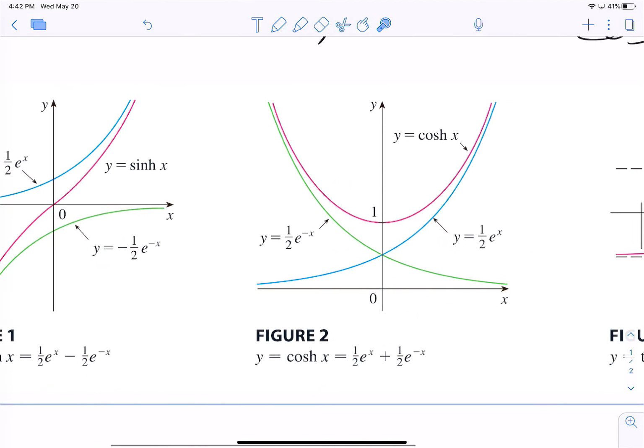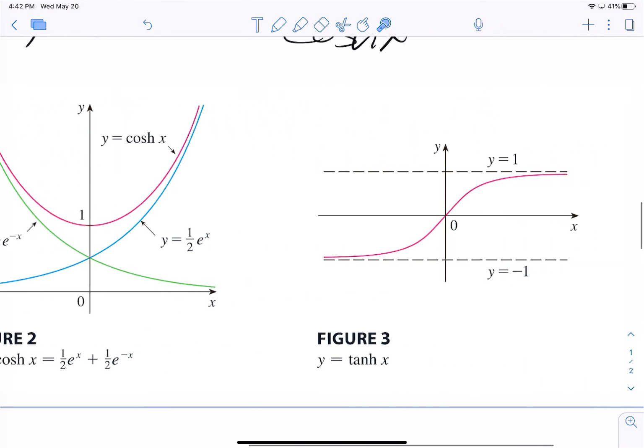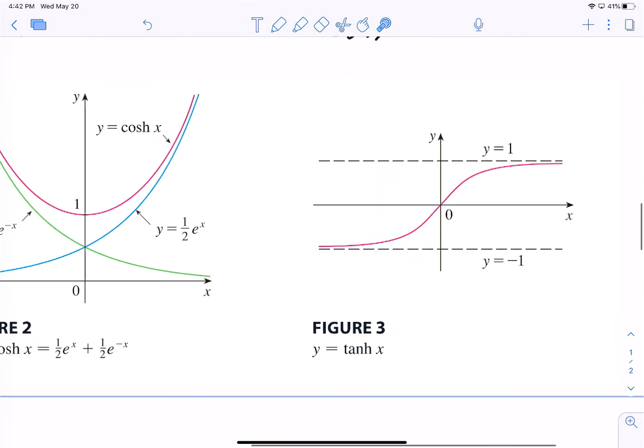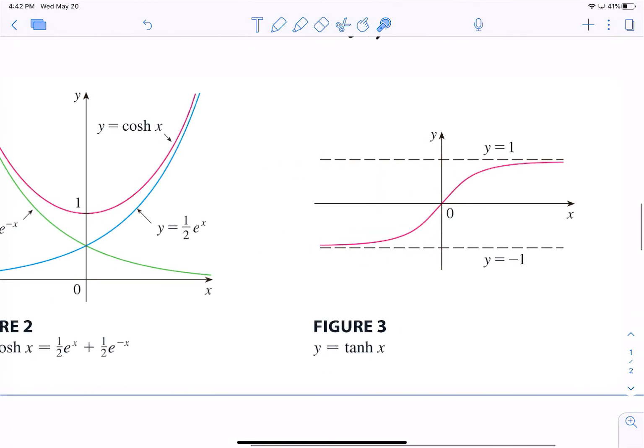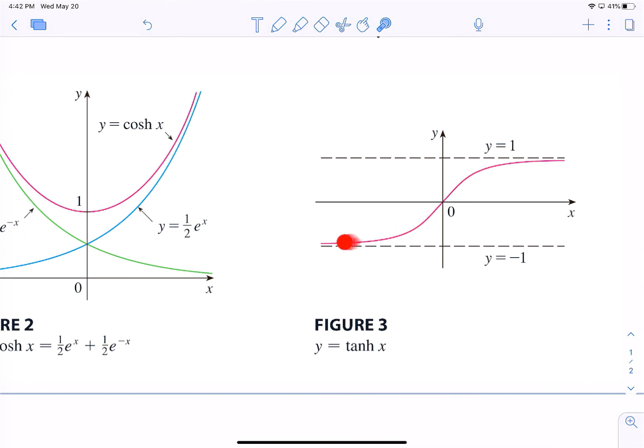Likewise, here in the middle we have y equals 1/2 e to the negative x in green, that's an exponential decay, and y equals 1/2 e to the x in blue, exponential growth. If we add together the y coordinates for any particular x value, we end up with the red curve, which is the hyperbolic cosine of x. And finally, the ratio of hyperbolic sine to hyperbolic cosine gives us the hyperbolic tangent function, and we can see that there are horizontal asymptotes at y equals 1 and y equals negative 1.